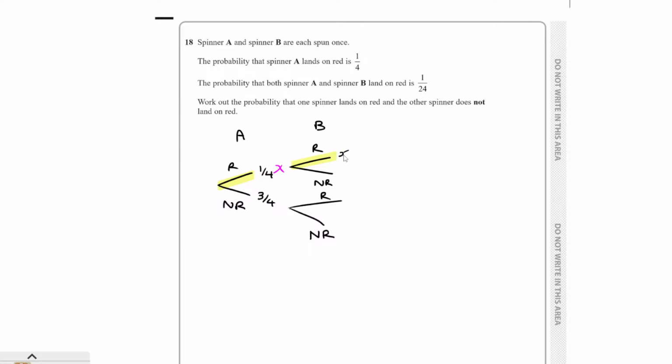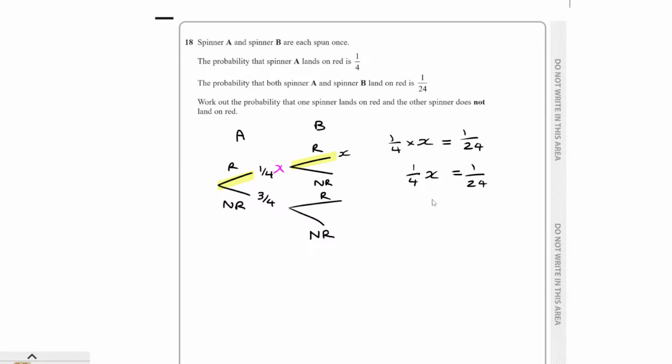So if we just call that X for now. Do you see how they would have done 1/4 multiplied by X equals 1/24? And I've created an equation there. Now I can work out how to reverse that equation. That's obviously write it without that multiplication symbol. 1/4 X is equal to 1/24.